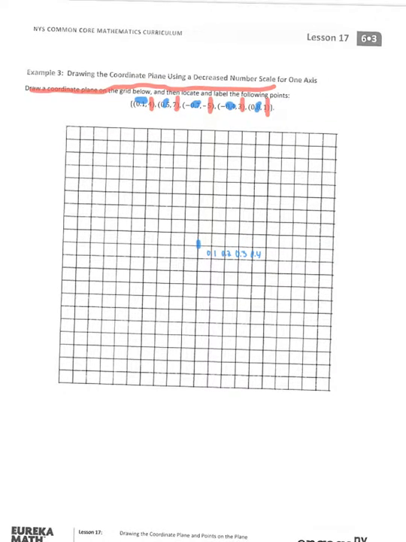This will have to be 0.1, 0.2, 0.3. Oops, that was incorrect. 0.3, 0.4, and etc., etc. So once you're done putting the lines, and you put all the numbers for the x-axis and y-axis, then you just plot all these points.